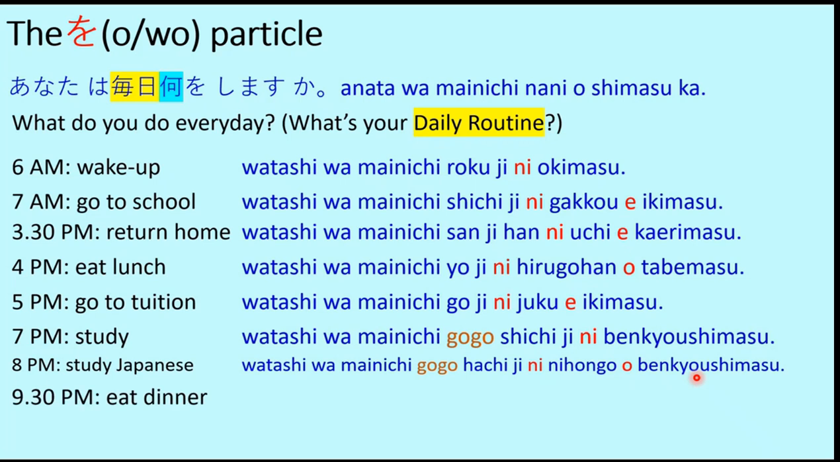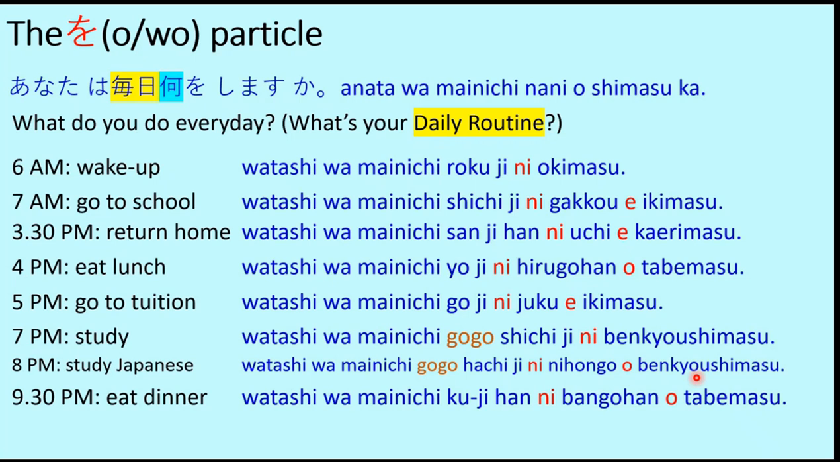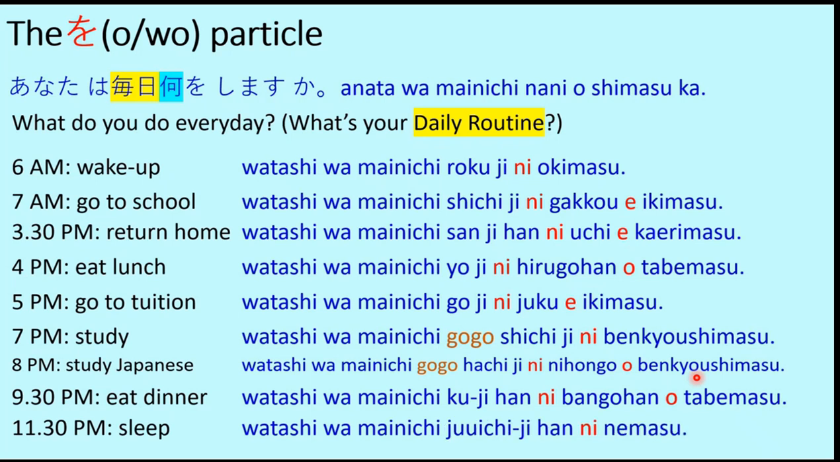9:30 p.m. is dinner time. Watashi wa mainichi kuji han ni bangohan o tabemasu. Bangohan means the evening meal. Ban is basically evening and gohan is again the meal. So bangohan is the evening meal or the dinner. Kuji han means 9:30. And finally, going to sleep at 11:30, which is watashi wa mainichi juuichiji han ni nemasu. Nemasu is the word for sleep we have studied in one of the recent lessons.